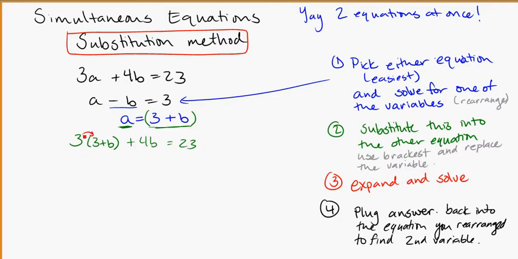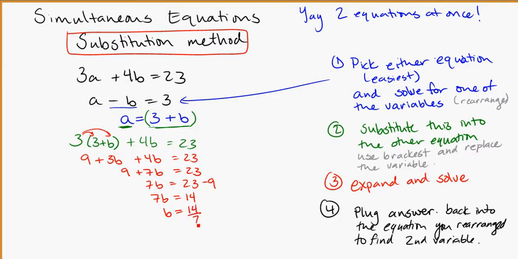If I use my expansion here, remember, multiplying whatever's in front of the brackets by everything inside, we get 9 plus 3b plus 4b equals 23. Combining like terms, we get 9 plus 7b is equal to 23. 7b is equal to 23 minus 9. 23 minus 9 is 14, so 7b is equal to 14. 7 times b, so I'm going to divide away that 7. I get 14 over 7, which is equal to 2. So b is equal to 2.